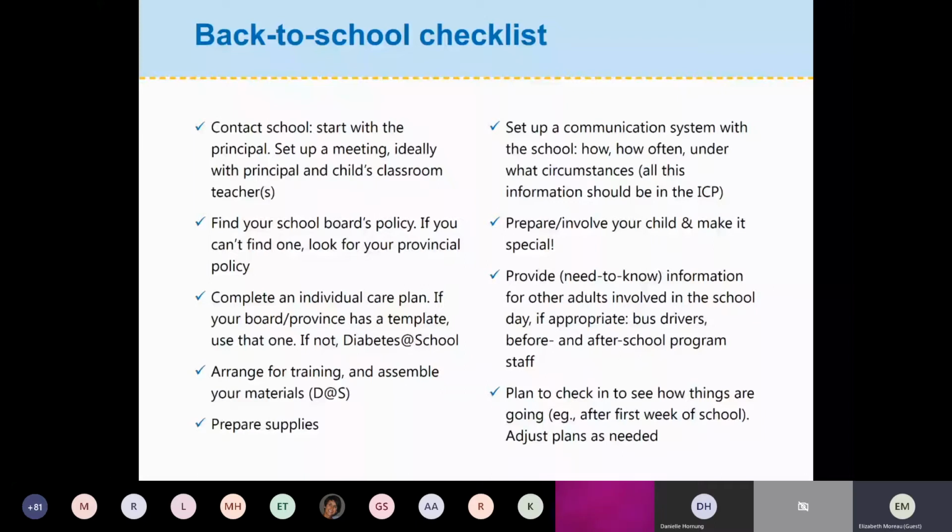You want to find your school board's policy on managing type 1. You can usually look on your school board's website. If you can't find one, or if you think your school doesn't have one, look for your provincial policy. Most provinces have a policy. There are a couple who don't, but most of them do. So find that, and it at least gives you a starting point of what you can expect for your child.